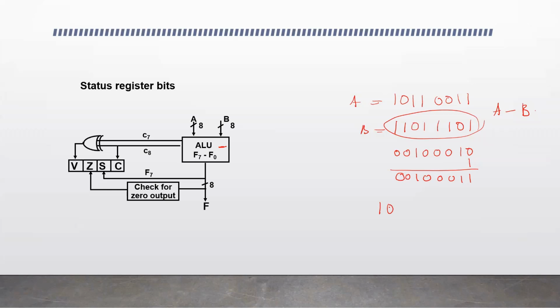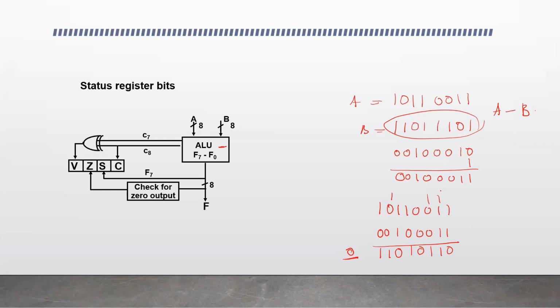So A is 1, 0, 1, 1, 0, 0, 1, 1, and B is this, 0, 0, 1, 1, 1. When we add this, it is 1, 0, 1, 1, 0, 1, and this is 1. Here it is 1, and there is no carry, right? Carry is 0.